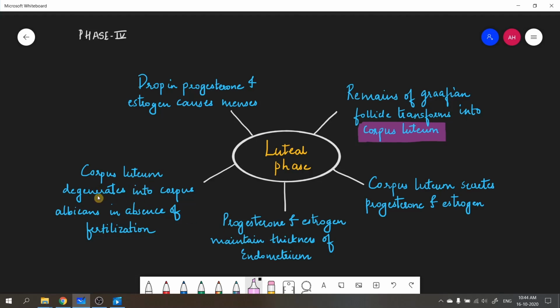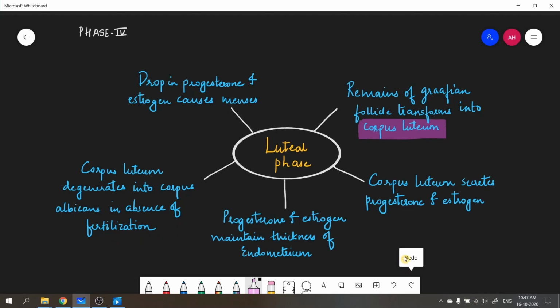So the corpus luteum degenerates. As I mentioned, the corpus luteum is a temporary endocrine gland that is formed and it secretes progesterone and estrogen. Now, after a few days, the corpus luteum degenerates and it is converted into something called the corpus albicans. It is a whitish scar that is formed, and this happens in the absence of fertilization. And as the corpus luteum degenerates, what will happen? There will be a sudden drop in progesterone and estrogen, right? So the drop in progesterone and estrogen will cause menses. That means it will resume the menstrual cycle and the menstrual phase will begin again. So that is what happens in the absence of fertilization.